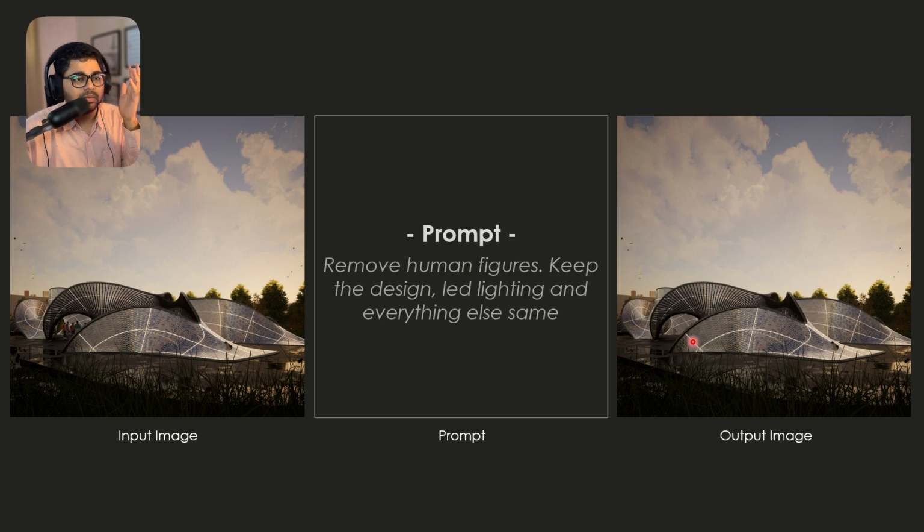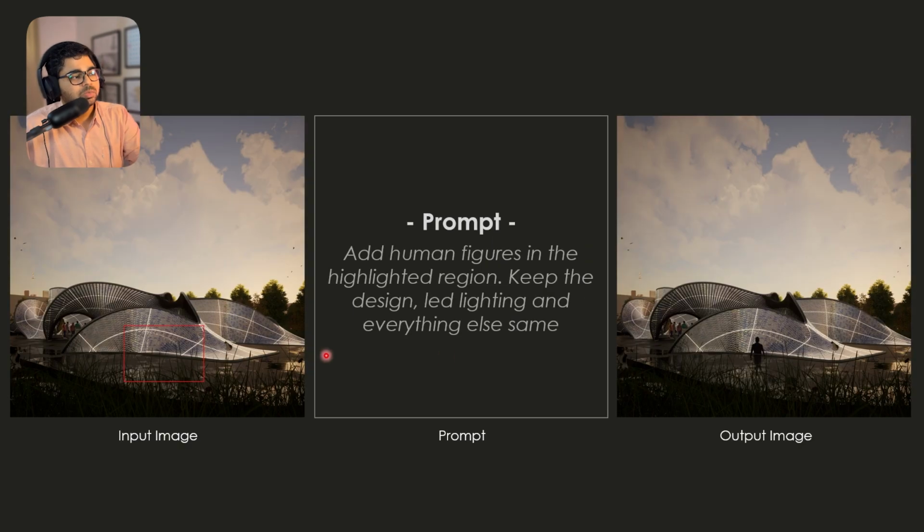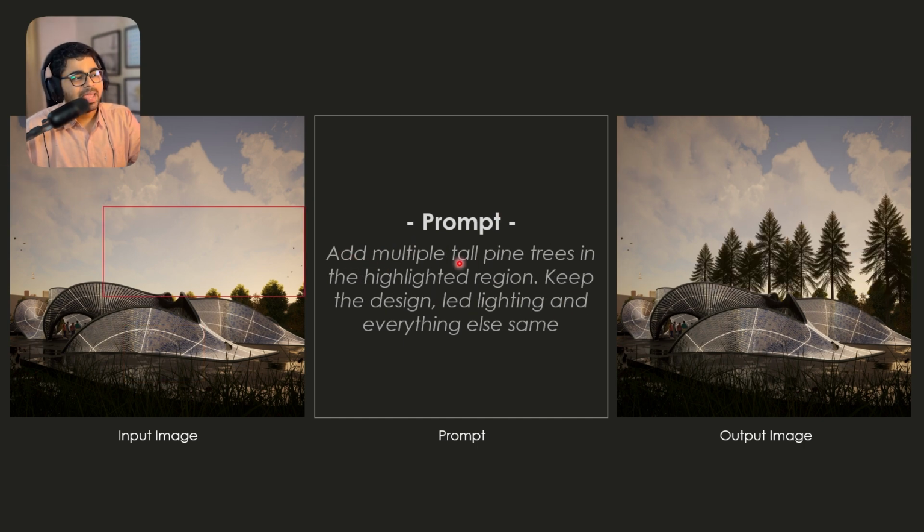And that is commendable. Then I have something called a box trick, where let's say you want to edit a specific part of the image, you add a box like I showed in the interior image. In the first one, I added a box here and I said this box is added using Paint or Photoshop. So you can just right click on the image, say open in Paint, make a box and save it. And I said add human figures in the highlighted region. Then I said add an aeroplane here. Then I made a bigger box and I said add multiple tall pine trees in the highlighted region.